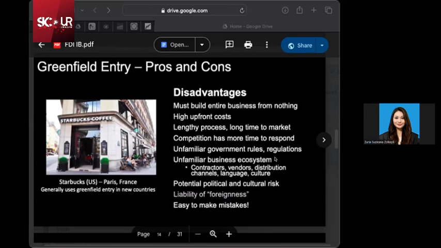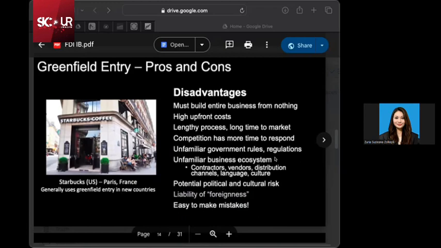Okay. And unfamiliar business ecosystem. When we talk about business ecosystem, it involves a lot of parties. Take supply chain, for example. So you have suppliers, you have distributors, you have all the intermediaries, right? So you need to have this in order for you to make it smoother, and then you have to choose the best one in terms of the cost, in terms of the quality, productivity, and so on. So for you to choose contractors, vendors, right?